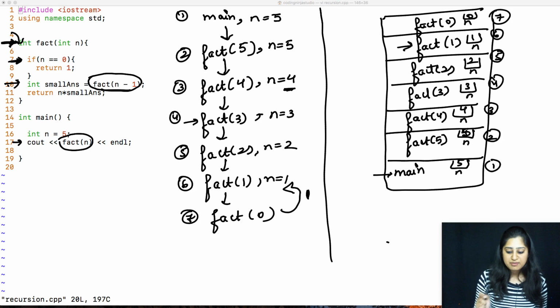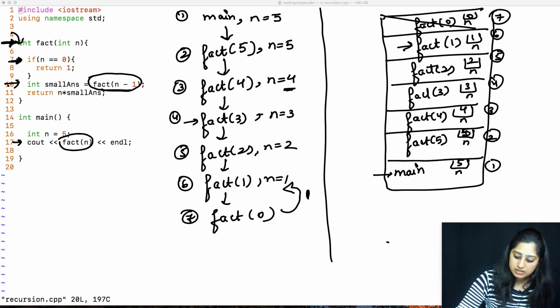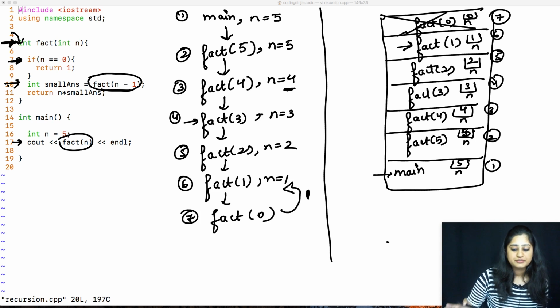Many times I find students getting confused here. So you need to be sure that whatever answer a function is returning, it is returning to its caller. So factorial 0 was called by factorial 1. So it will return its answer to factorial 1. Okay. So factorial 0 will return the answer, that is 1, to factorial 1. Whenever a function returns its answer, it is no more required in the stack. So its data from the stack is actually deleted. So it has returned the answer to factorial 1.